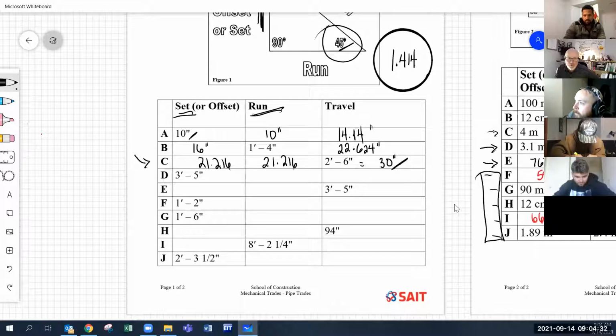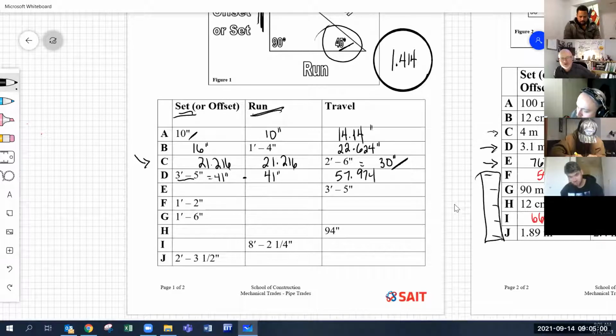Okay, I'll do a couple more of these with you and then I'll let you do the rest on your own. So if D is 3 foot 5, that makes this 41 inches, because 36 plus 5 is equal to 41 inches. These two are the same. And now the travel is always 1.414 times longer. That's 57.974 inches. Okay, now I want you to take a few minutes and do E, F, G, H, I, and J by yourself.